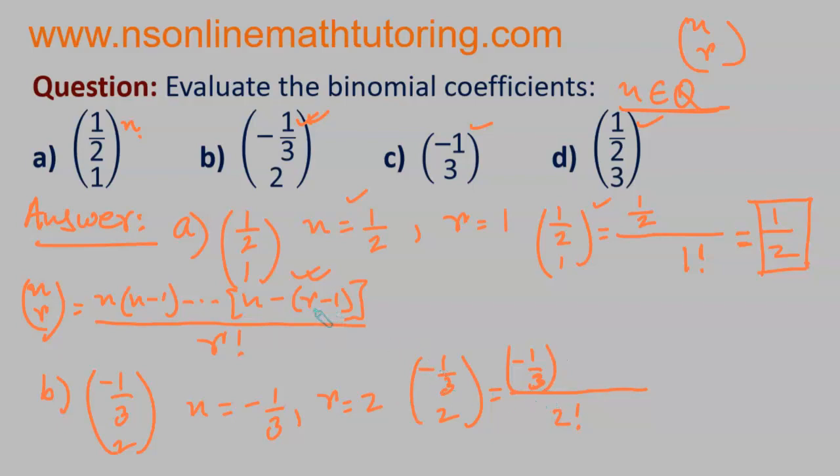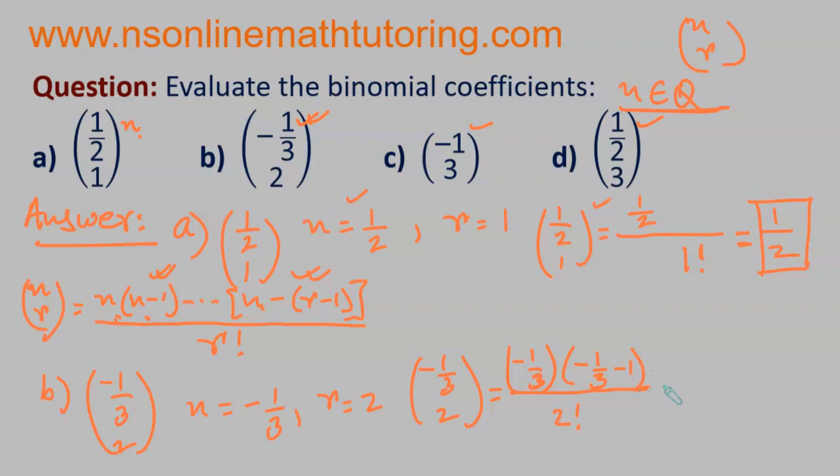And what will be the last term? It will be r is 2. So 2 minus 1. That is when 1 will be getting subtracted from n. 1 gets subtracted from n in the very second factor. So we will be having only two factors, n and n minus 1 in the numerator. Okay. So the second factor will be negative 1 over 3 minus 1.